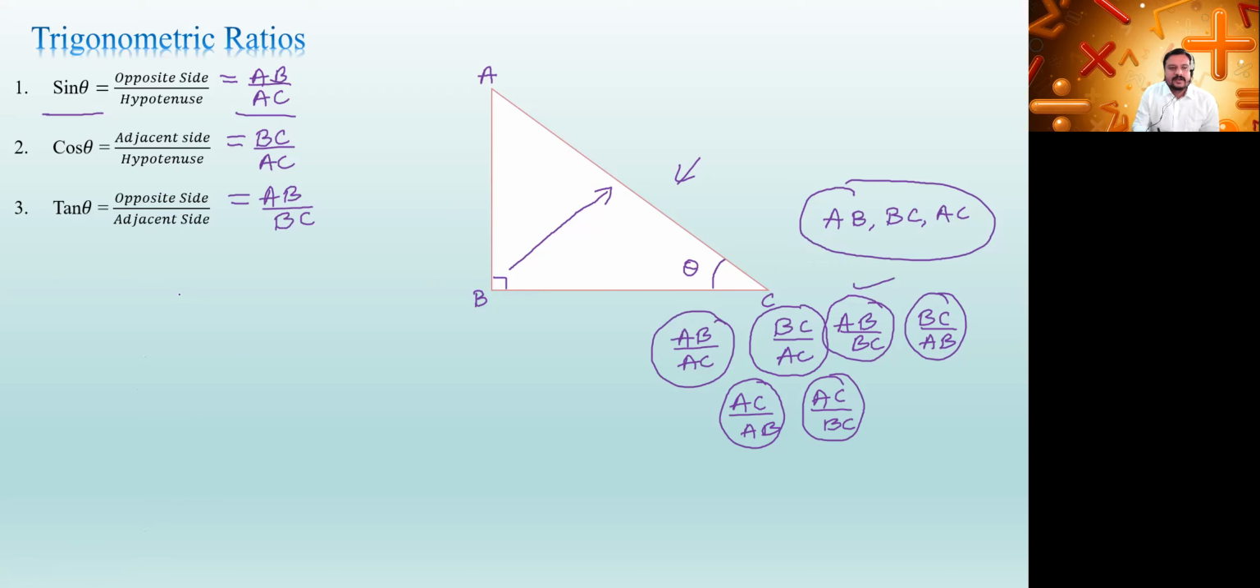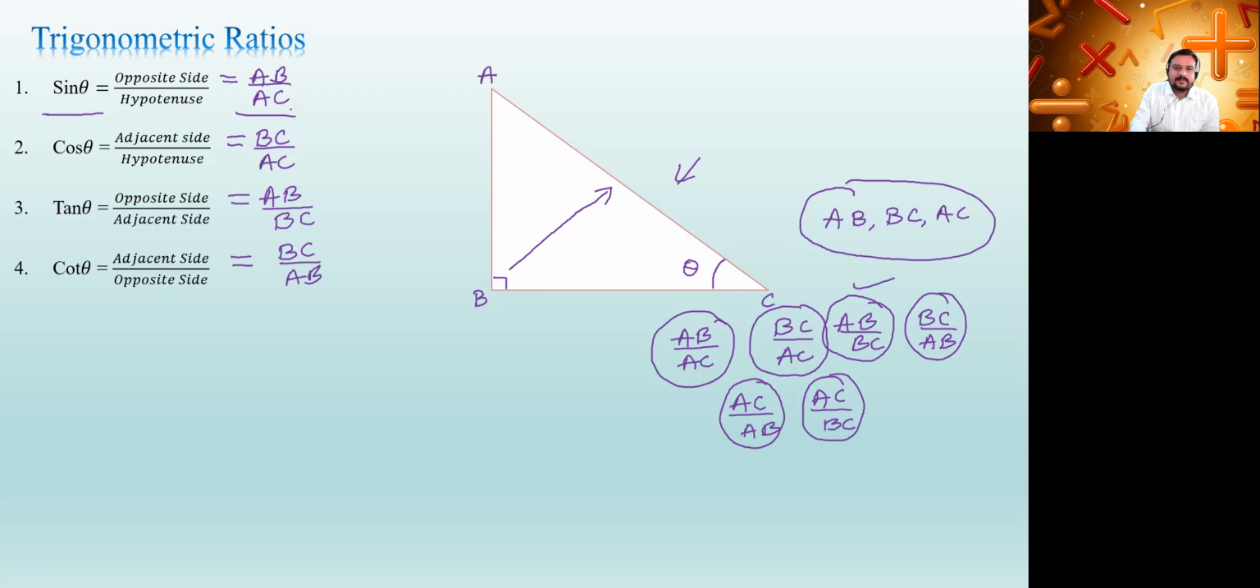Okay. Next is cot theta. Cot theta is nothing but the reciprocal of tan theta. The ratio which we got in tan theta, its reciprocal is cot theta. So adjacent side upon opposite side is cot theta. So BC upon AB is cot theta.